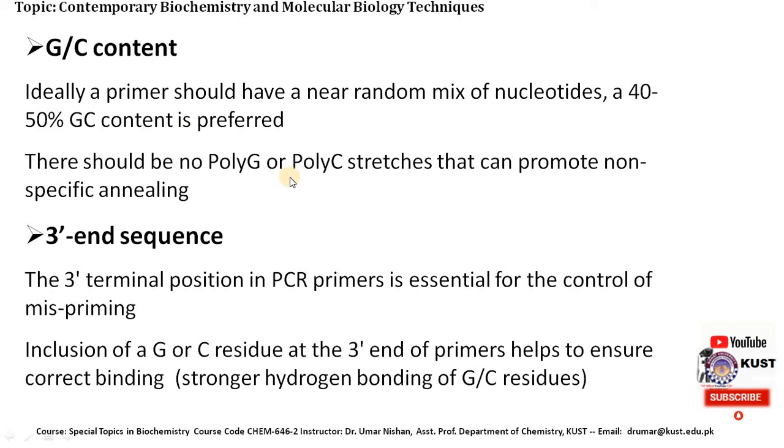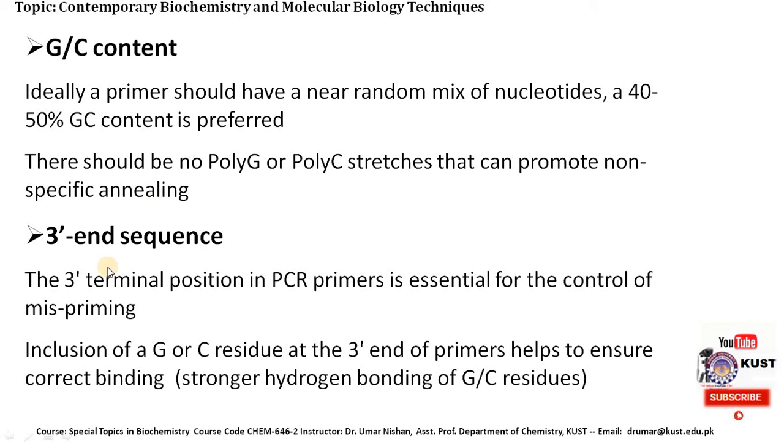There should be no poly G or poly C structure that can promote non-specific annealing. Again, this is a very important point. It has to be kept in mind while you design primers. Through programs like Gene Runner, you have to select one that doesn't have poly G or poly C stretches, because these stretches can possibly create non-specific annealing. This has to be kept in mind.